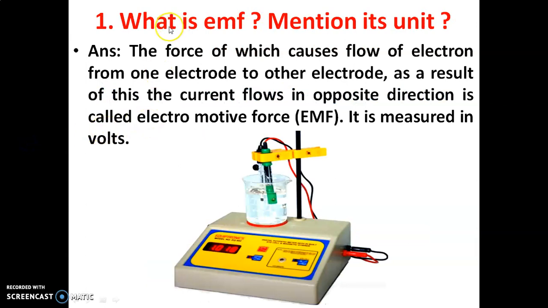First question: what is EMF? Mention its unit. The force which causes flow of electrons from one electrode to the other electrode. As a result of this, the current flows in the opposite direction. This is called electromotive force. It is measured in volts.